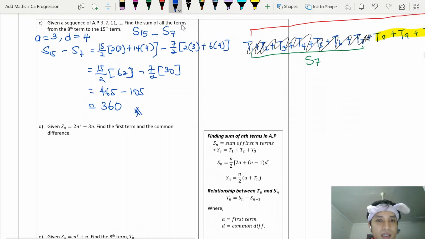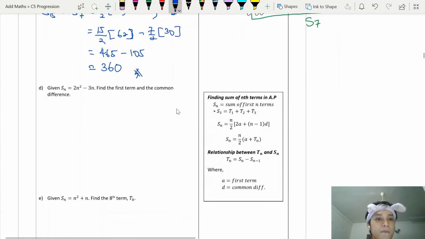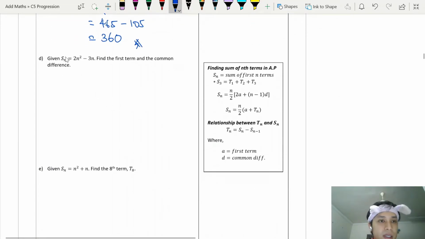Okay, so this one normally will be a little bit confusing when you first start learning. But as you go on, as you do more, then you slowly understand. So let's look at this one. D. Given, they love to do this, Sn equals 2n squared minus 3n. Find the first term and the common difference.